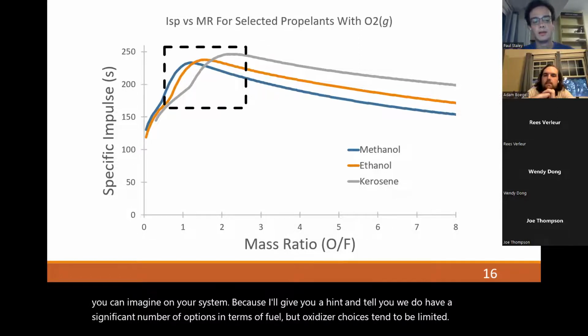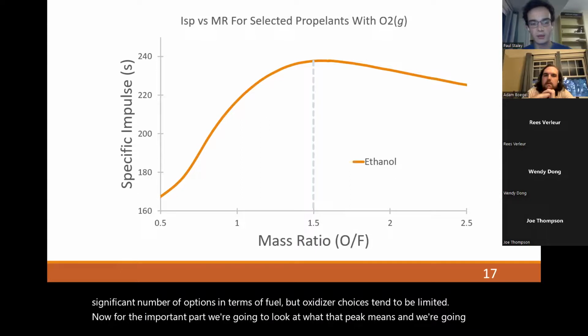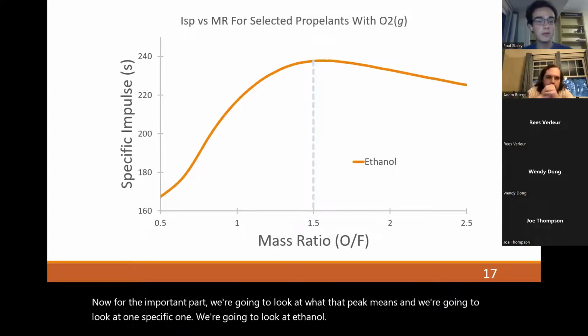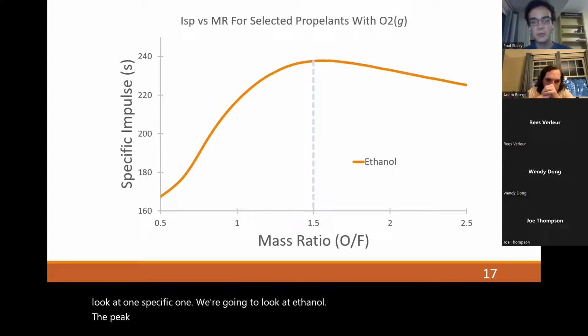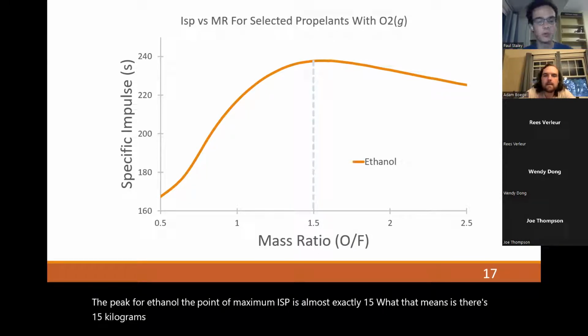Anyway, now for the important part. We're going to look at what that peak means, and we're going to look at one specific one. We're going to look at ethanol. The peak for ethanol, the point of maximum ISP, is almost exactly 1.5. What that means is there's 1.5 kilograms of oxygen flowing through for every 1 kilogram of fuel flowing through.